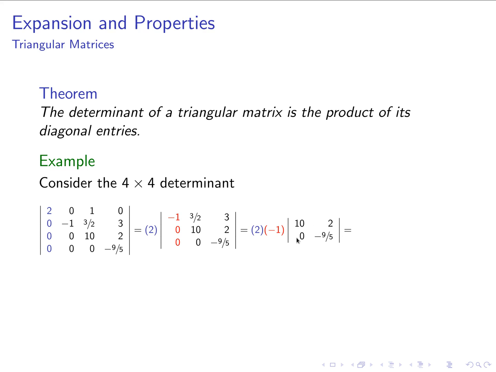But the 0 in the 2 1 position here says that the product of the other two entries is simply equal to 0. So when we end up calculating our determinant to the end, we end up with the product 2 times negative 1 times 10 times negative 9/5. And we'll notice that each of these 4 numbers are exactly the 4 numbers on the diagonal of our 4 by 4 upper triangular matrix. When we multiply those numbers together, we end up with 36 here.